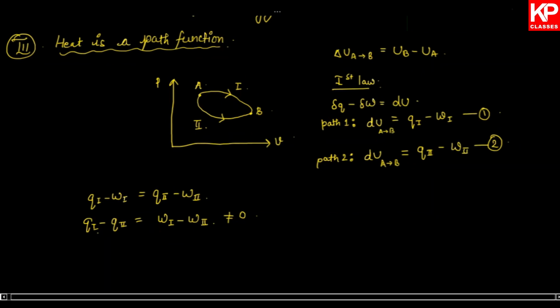And since it is equal to the difference of the heat from path 1 and path 2, their difference will also not be equal to 0. So we can directly say that Q1 minus Q2 is not equal to 0, and hence heat is a path function. Clear?